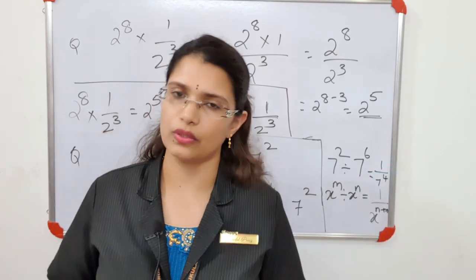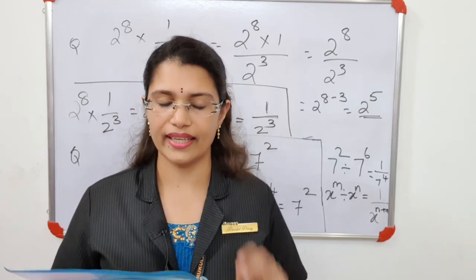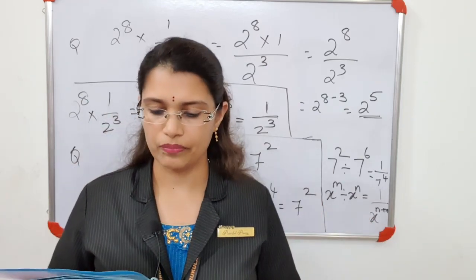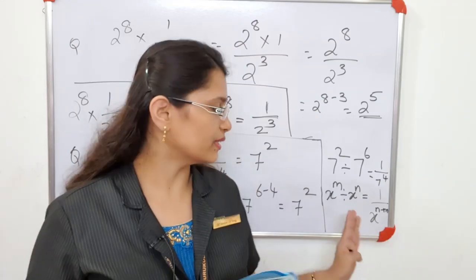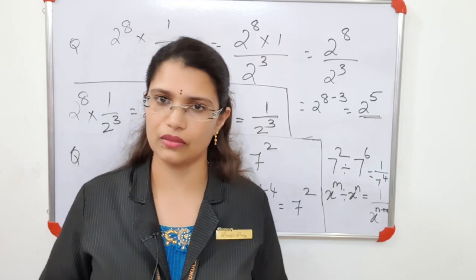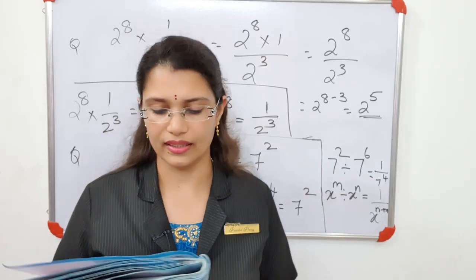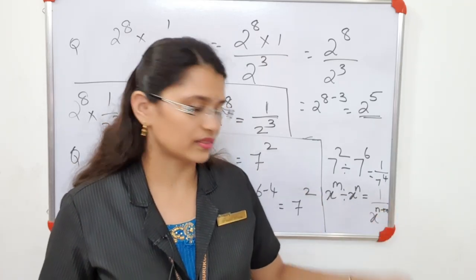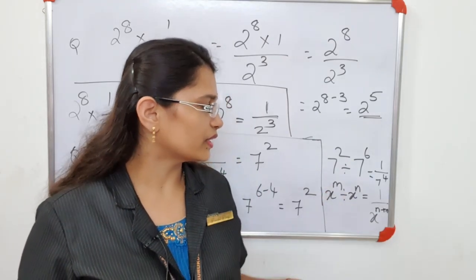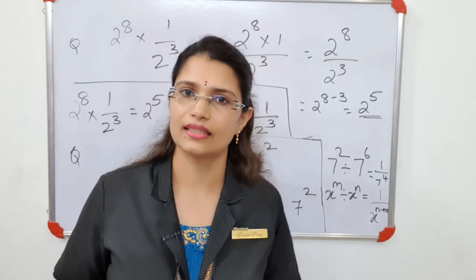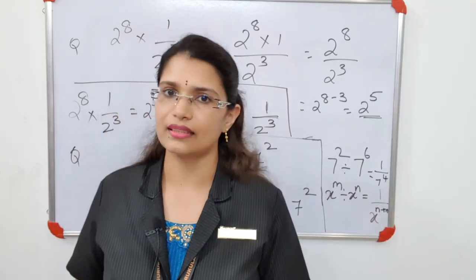Page number 61, the yellow box: you must write x raised to m divided by x raised to n is equal to 1 by x raised to n minus m, for any non-zero x, where x should not be 0, and m and n should be natural numbers, and m should be less than n. Then only we can write 1 by x raised to n minus m. If m is greater than n, you can write x raised to m minus n. If m is smaller than n, then it is 1 by x raised to n minus m.